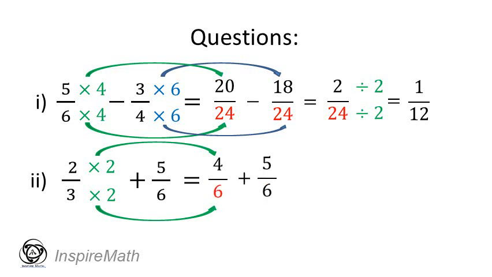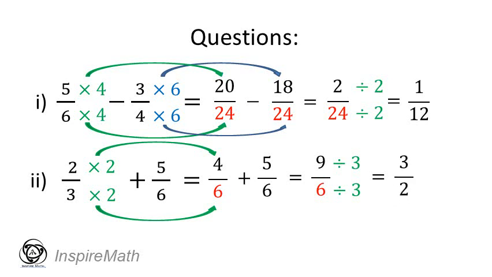Then we calculate 4 plus 5 to get the numerator 9. And the denominator stays the same as 6. We now have 9 over 6, but it is not simple enough. We can divide both numerator and denominator by the common factor of 3. So we get the simplest form, the equivalent fraction 3 over 2.